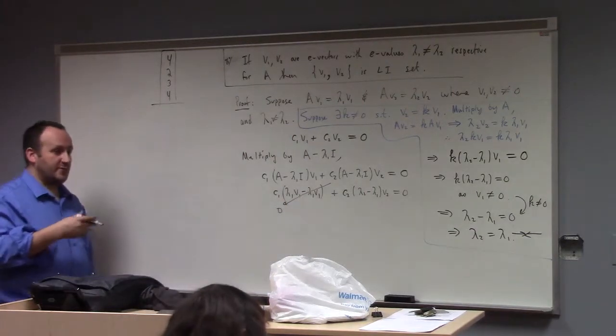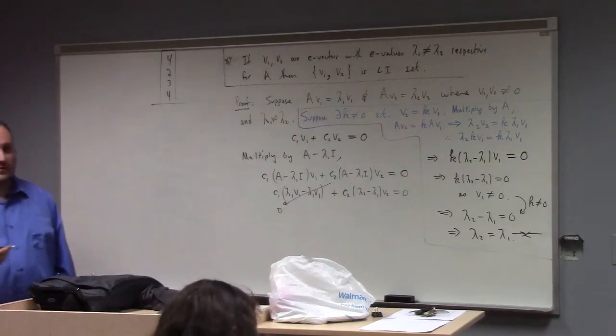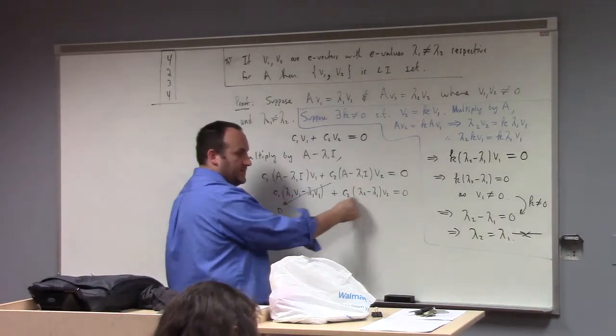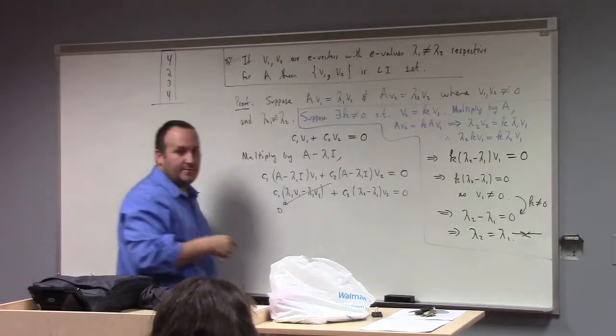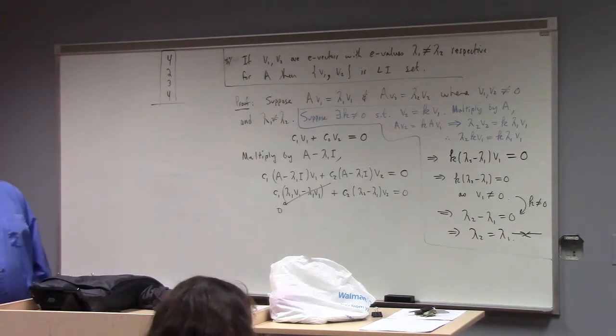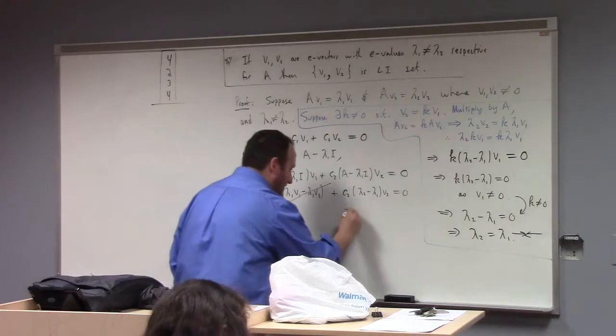All right? The first term is 0. The second term is a non-zero number times C2 times V2 equal to 0. But because V2 is non-zero, and because lambda 2 minus lambda 1 is non-zero, this implies that C2 is 0.